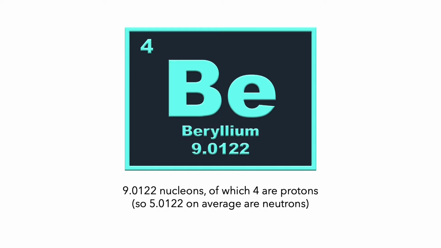Here's what beryllium looks like on the periodic table. It has about 9 nucleons, 4 of which are protons and therefore 5 are neutrons. But in fact the nucleon number is slightly over 9 because beryllium has several possible isotopes, each with a different number of neutrons, and the average is 5.0122.